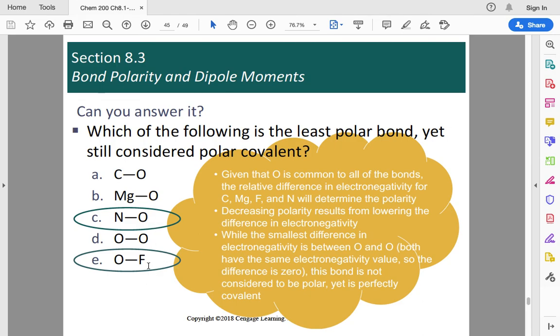There's two. Now, on a test or quiz, I wouldn't ask you this because these are so close to each other, it'd be really hard to determine them without doing the math. But in both cases, what we're talking about here is the idea that N and O are very close to each other, and O and F are very close to each other. So even though they're polar, their values are significantly smaller.